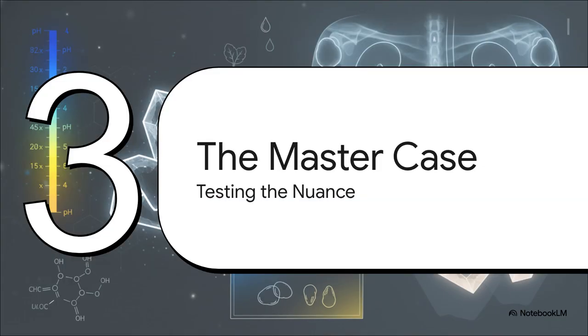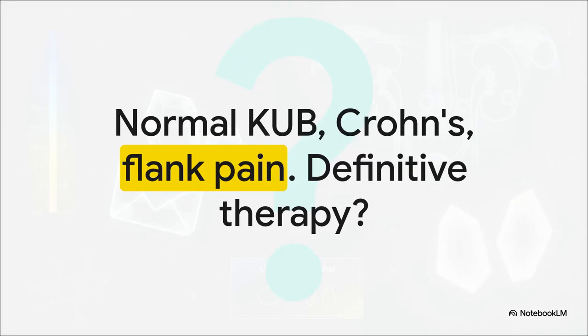The master case, test in the nuance. We've established the baseline mechanisms. Now we introduce the blueprint for the final master case simulation. This is going to force you to synthesize systemic GI crosstalk with an acute, radiographically masked urologic emergency. Here's the patient profile blueprint. We have a 45-year-old male with a known history of severe Crohn's disease and profound chronic diarrhea.